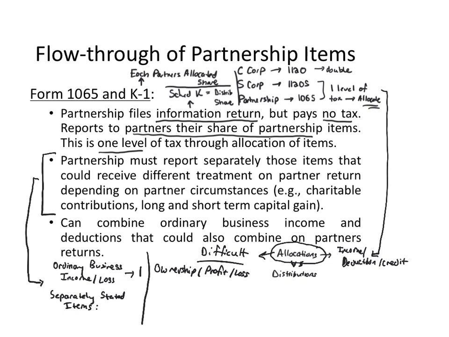Separately stated items. And these are all the other lines on the K1. And the idea here is the partnership must report separately those items that can receive different treatment on a partner return depending on the partner circumstances. That's any hypothetical possibility, not what exactly is happening with our partnership. Any hypothetical possibility. Any possibility.